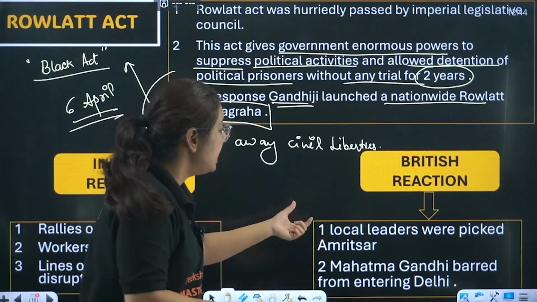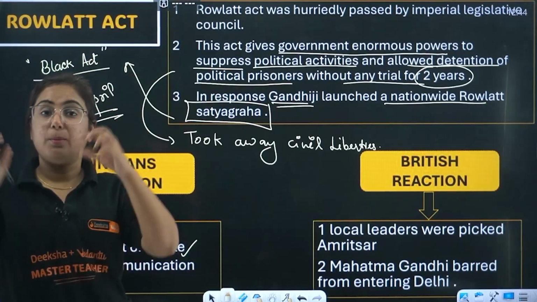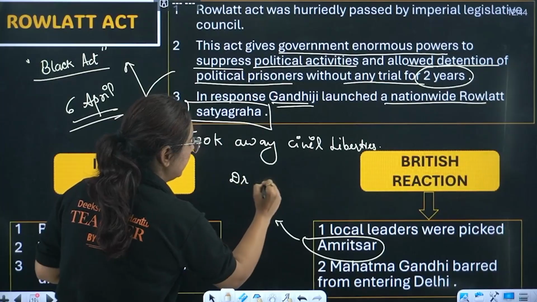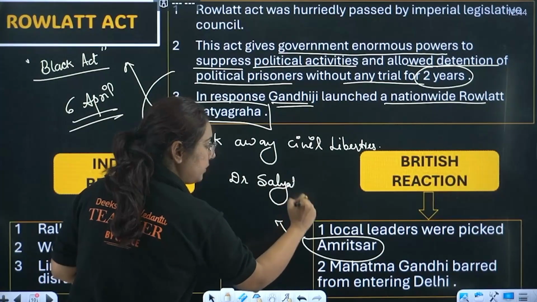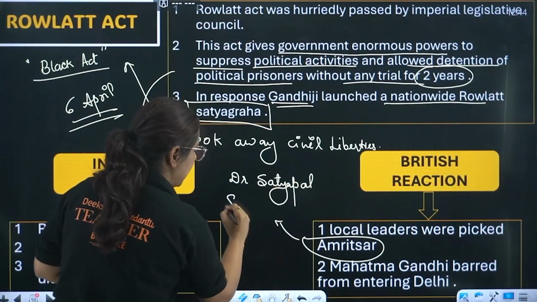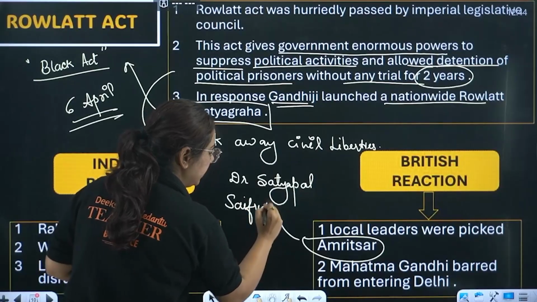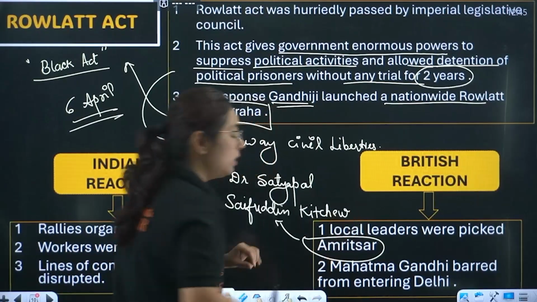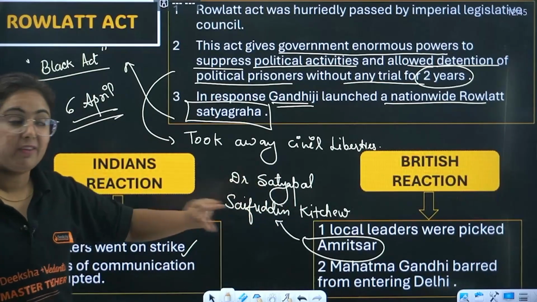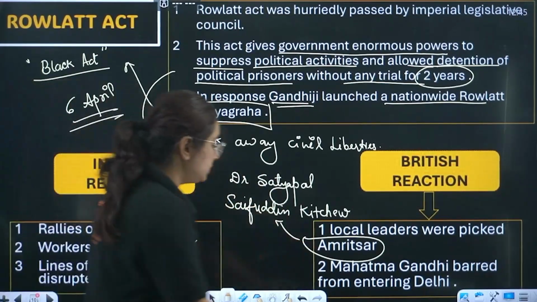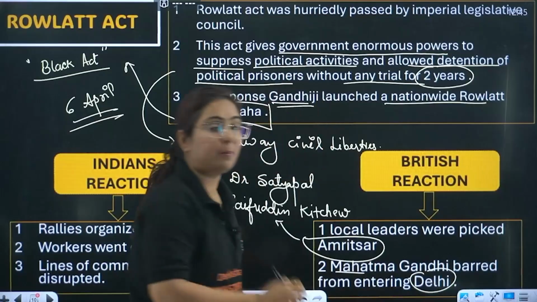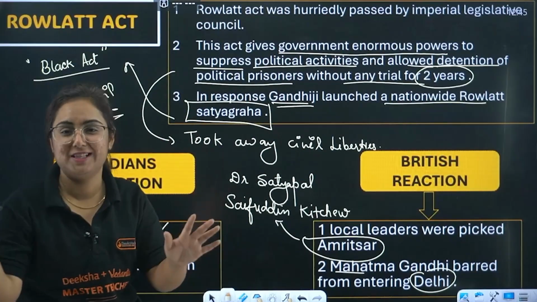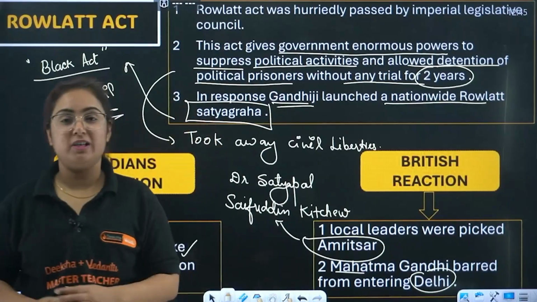How? They started arresting the local leaders, particularly from Amritsar. Two popular leaders were arrested, Dr. Satyapal and Saifuddin Kitchlew. The two leaders were arrested. Along with this, Mahatma Gandhi was barred from entering Punjab, and also barred from entering Delhi.